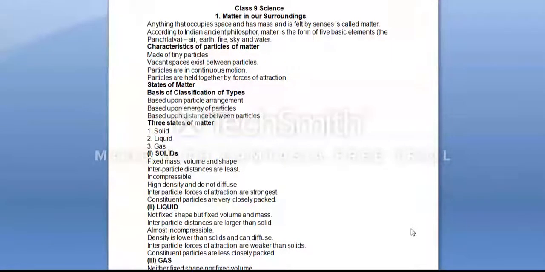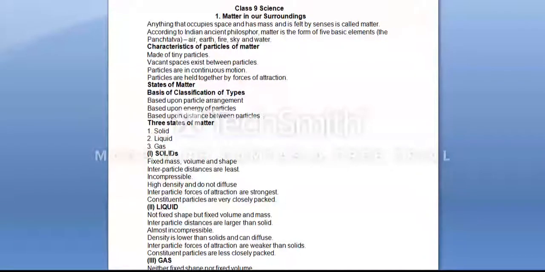It means that matter is made of very tiny particles which are gathered together. There are spaces between particles. Particles are in continuous motion, continuously moving and not at rest. Particles are held together by forces of attraction, which keep them together in matter.